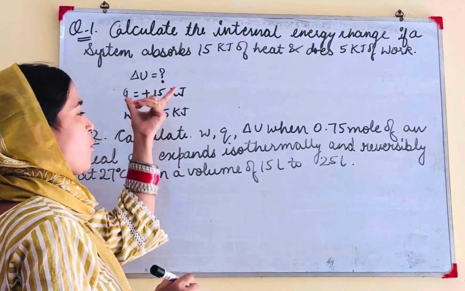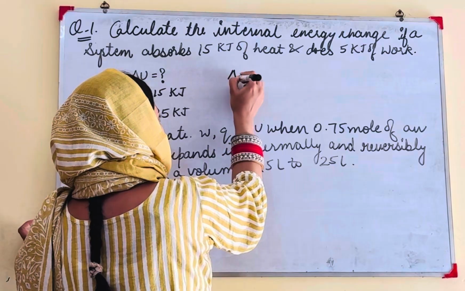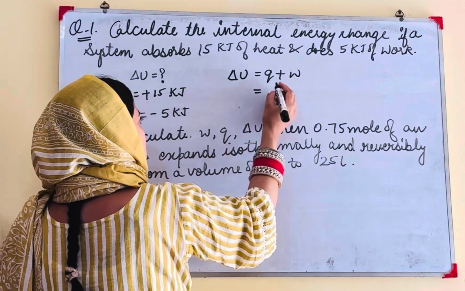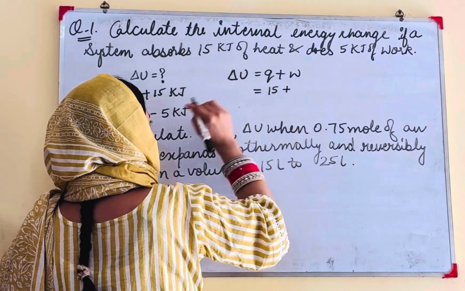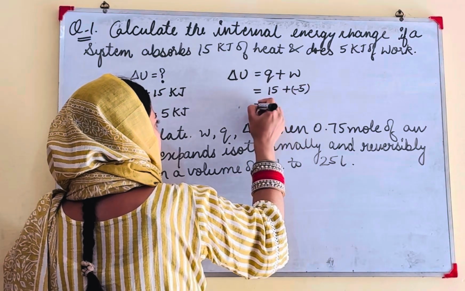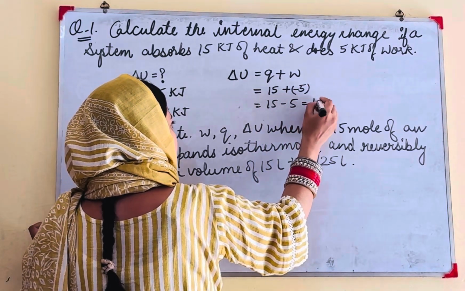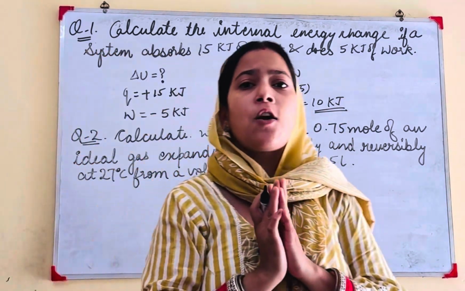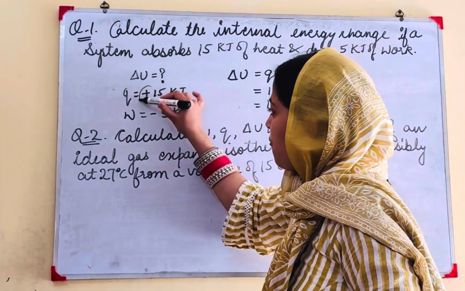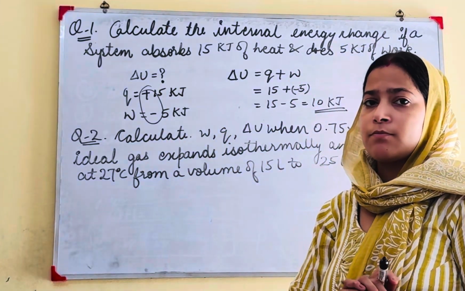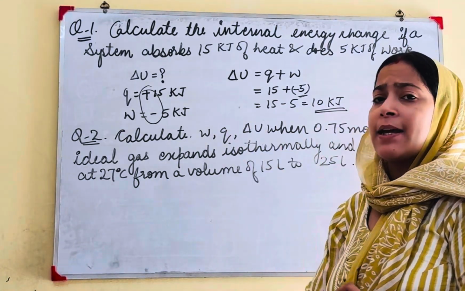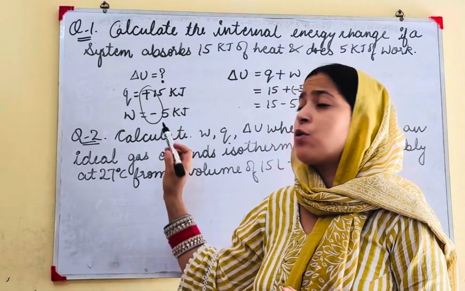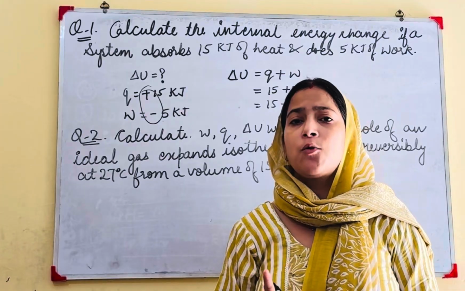Now it's easy to calculate delta U from the formula of the first law of thermodynamics, that is delta U is equal to Q plus W. Put the value of Q, which is plus 15, plus minus 5. On solving, you will get 10 kilojoule change. There is a chance of mistake if you do not focus on these signs. If we do not take it as a negative sign, then it will become 20. So it's necessary to learn the sign convention before applying it to any numerical.